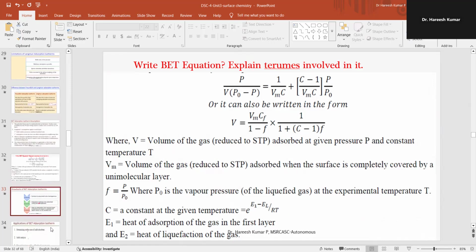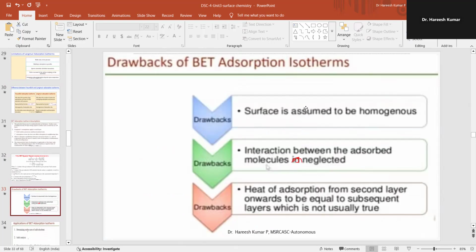Let's look into the demerits or limitations of the BET equation or BET adsorption isotherm. The surface is assumed to be homogeneous. That's one of the drawbacks of the BET adsorption isotherm. Then, interaction between the adsorbed molecules is neglected. Heat of adsorption from the second layer onwards is assumed to be equal to that of the subsequent layers, which is not usually true.